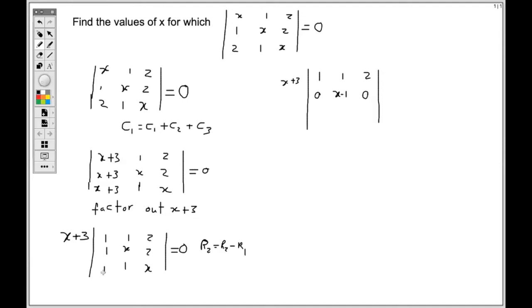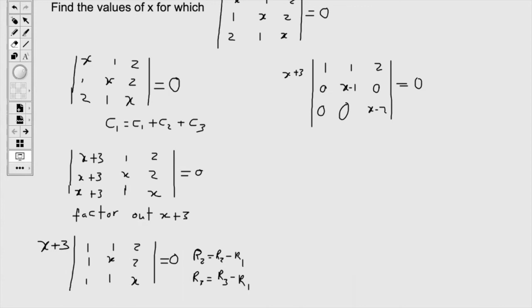Now here I need this to be 0, so I'm going to perform another row operation, which is row 3 equals row 3 minus row 1. I'm doing this because I want to get 0. So 1 minus 1 is 0, 1 minus 1 is 0, and x minus 2, that leaves x minus 2. And let me write equals 0, because that's what it states.